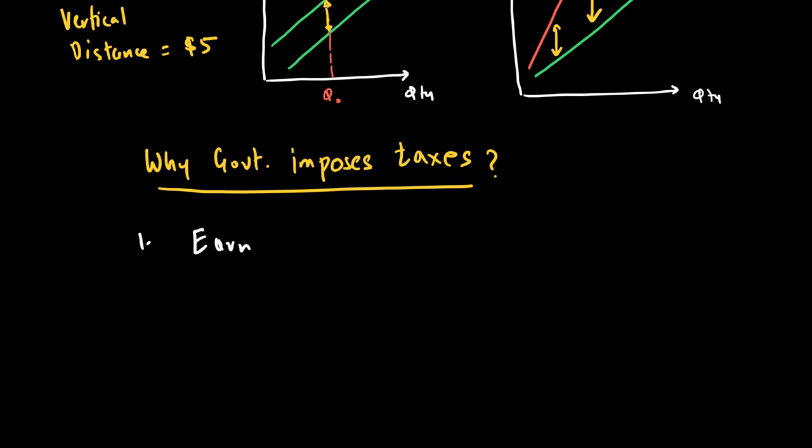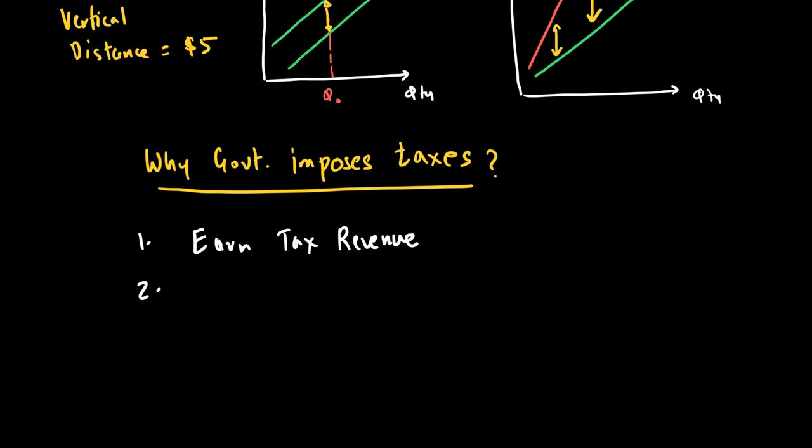We'll soon see that when the government is putting indirect taxes, they earn tax revenue, and this tax revenue is very important for the government because this is the money they use to pay for public goods, for merit goods, for their expenditure, and so on. So the first reason why the government may put indirect taxes could be to earn tax revenue.